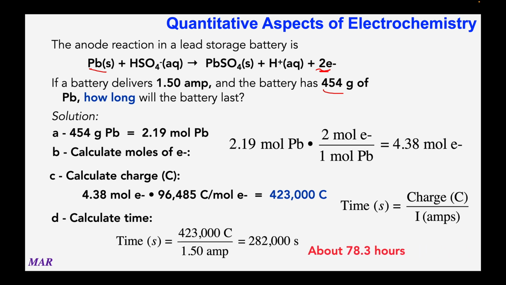So when you figure out how this works, remember amp is like a coulomb per second, the time elapsed is 282,000 seconds. And if you take that number, divide by 60 to get minutes, divide by another 60 to get hours, 60 minutes per hour, 78.3 hours is how long your battery should last. So hopefully that will be enough to keep you from getting stranded in the desert or whatever you need to do. This is how you go from amount in grams to time elapsed. It's basically the opposite of the process we saw in the earlier example.